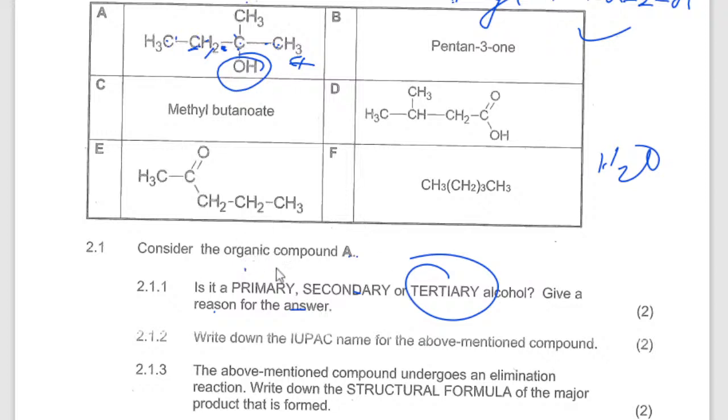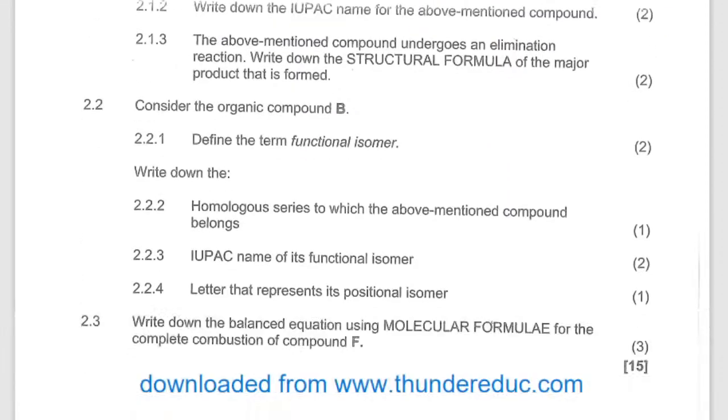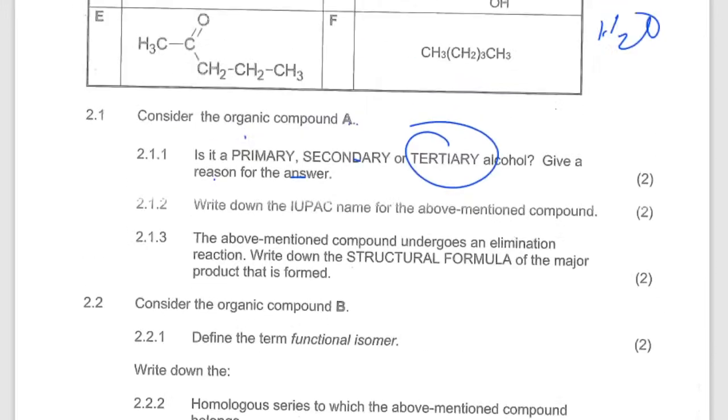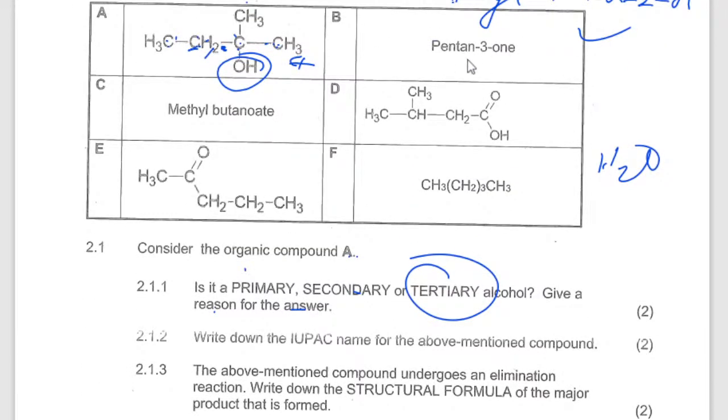Yes. So the next question. Okay, we are done there. Consider the organic molecule B. When you talk about organic molecule B, which one is it? Pentan-3-one. Okay.